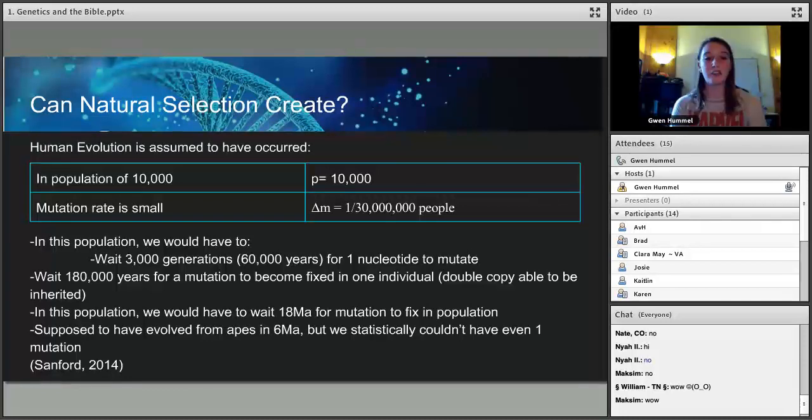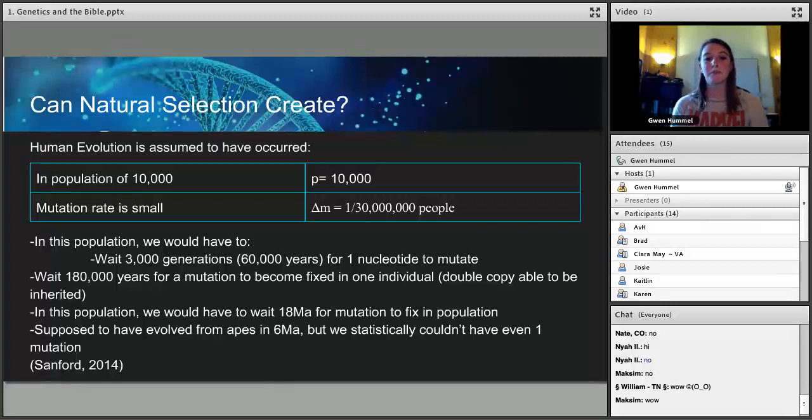Then we'd have to wait 180,000 years for a mutation to become fixed in one individual. Fixed meaning you had a double copy that was able to be inherited to the next generation. So for any mutation to even be heritable, you'd have to wait 180,000 years. Then in this population, we would have to wait 18 million years for mutations to fix in the population. And fixed meaning it would be in about half the population and able to be inherited. This would be 18 million years.